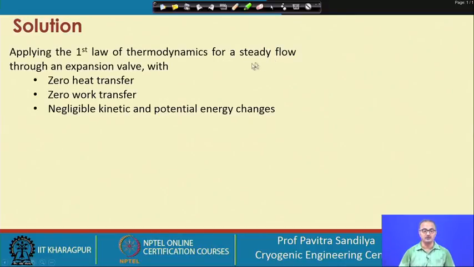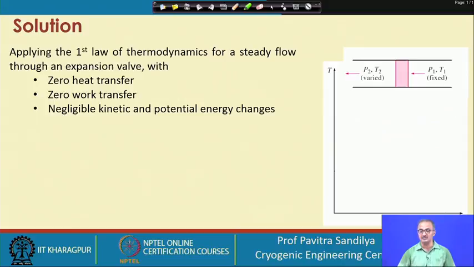So, in this we take the first law of thermodynamics and we assume steady flow through an expansion valve, and we make some assumptions. One is that there is no heat transfer, there is no work transfer, and there are negligible changes in the kinetic and potential energies. With this, let us first see how a temperature versus pressure curve will look.